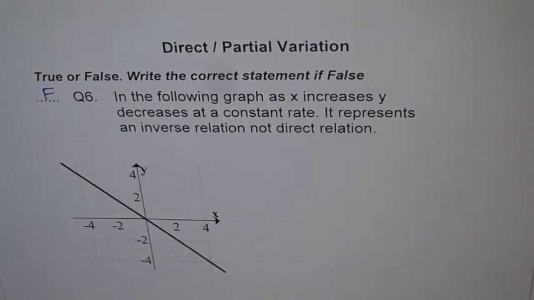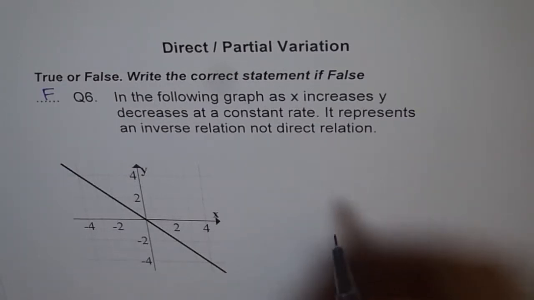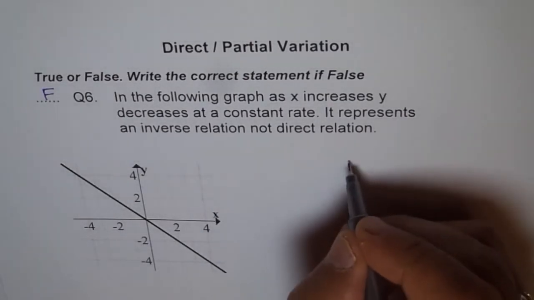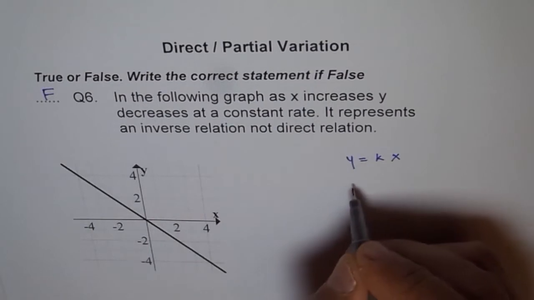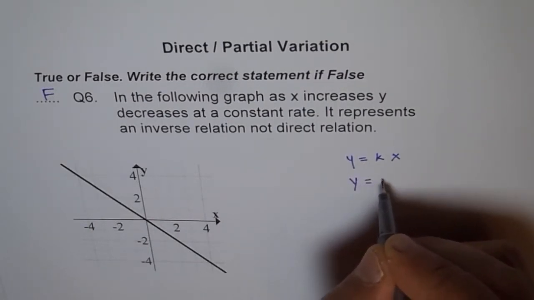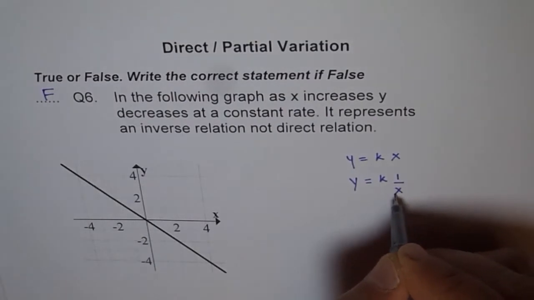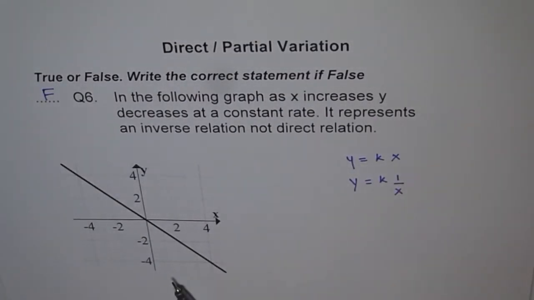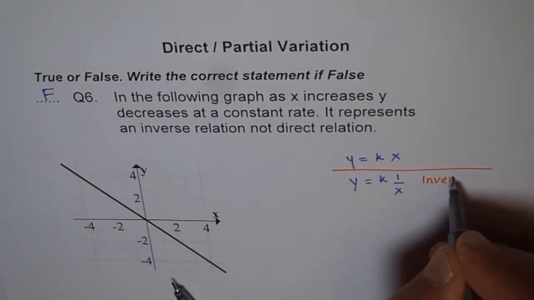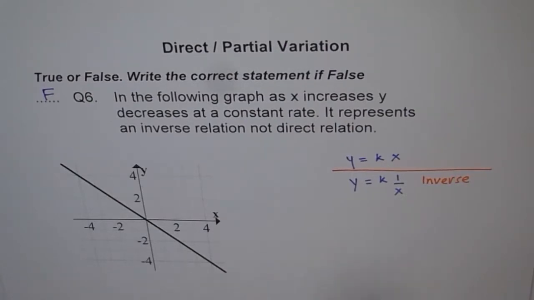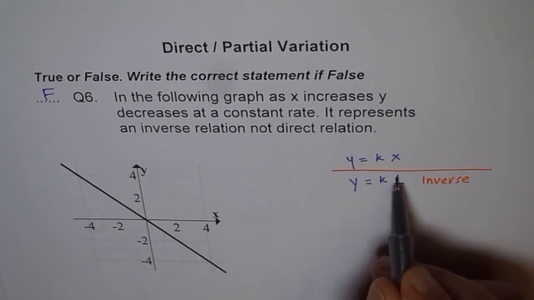Now, I need to explain what is inverse relation. Inverse relation we'll talk about in the next set of videos, where, for example, we said direct relation is y equals k times x. Inverse relation is when we say y equals k times 1 over x. That is inverse, right? So let me just draw a line here. And what we are talking about is here inverse. So inverse relation is y equals k times 1 over x.